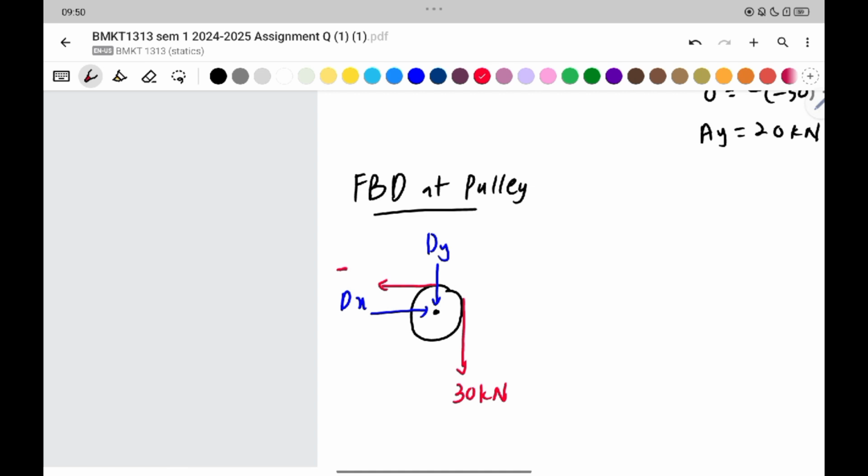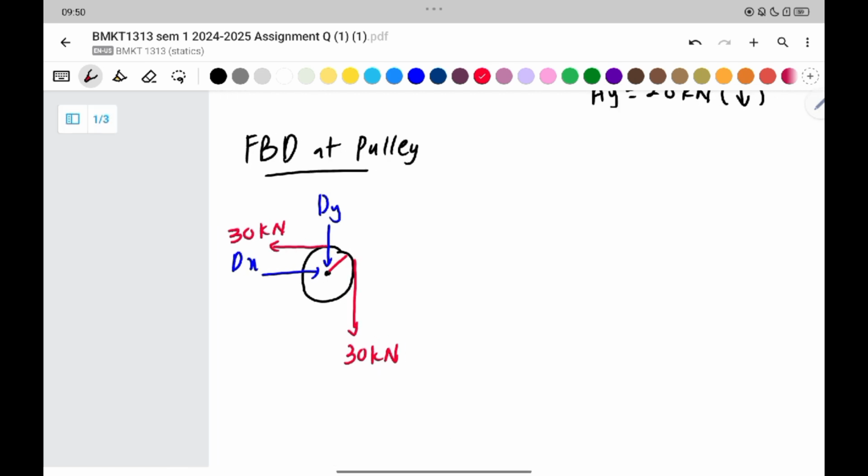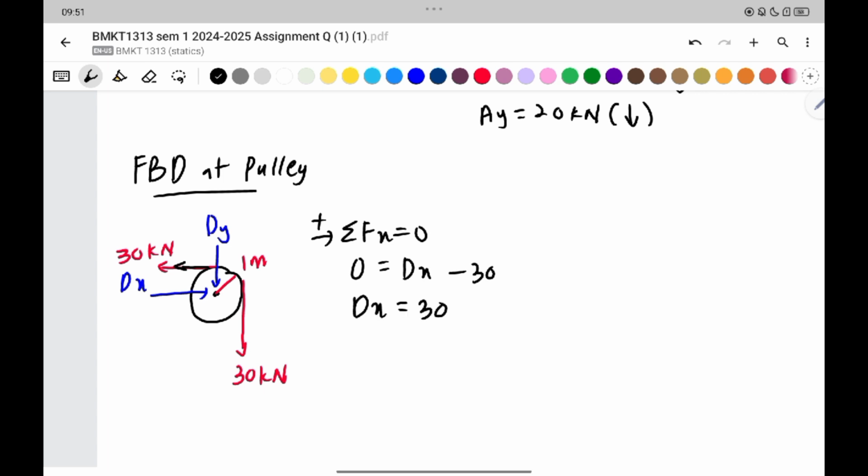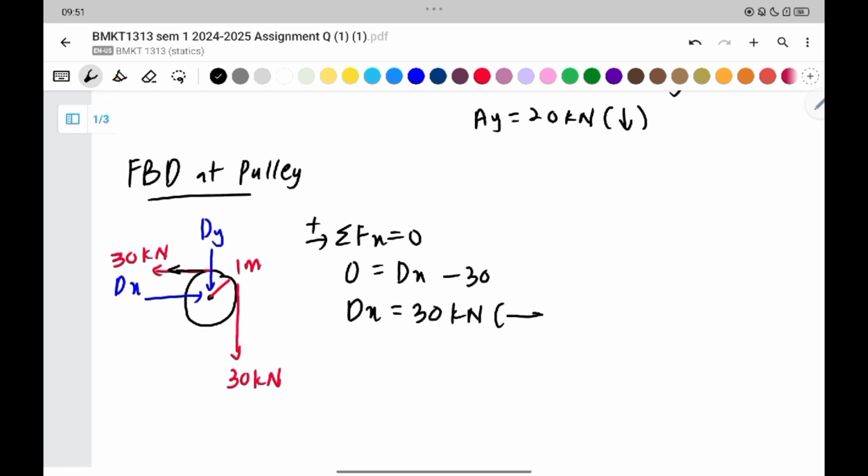The value is 30 kilonewton, and we know that the radius of this pulley is 1 meter. From here, we can derive the values for dy and dx. We cannot use moment because there are only two forces here that we need to find. So we will use Fy equal to 0 and Fx equal to 0. First, Fx to the right is positive, equal to 0. So 0 equals dx minus 30, because this one is moving to the left, so its value is negative. So dx equals 30 kilonewton, positive, so dx acts to the right.